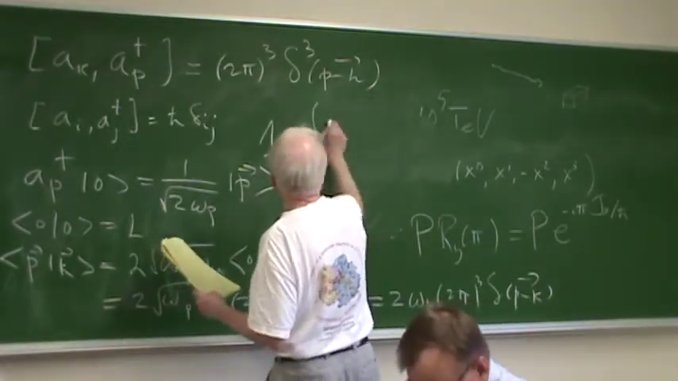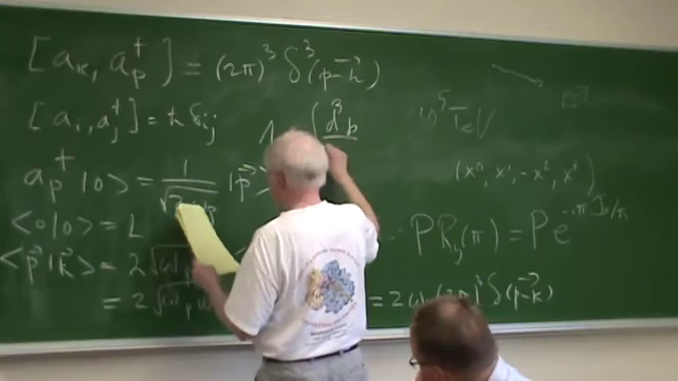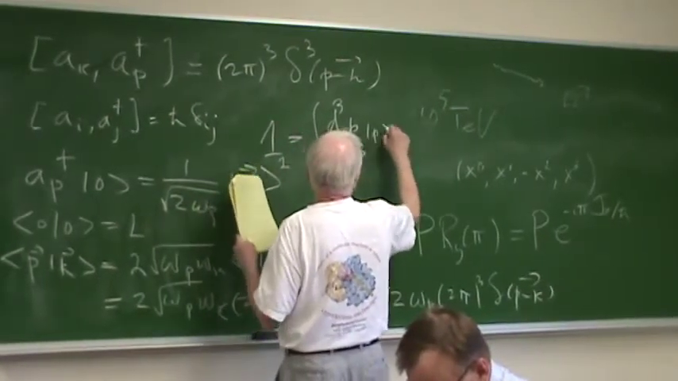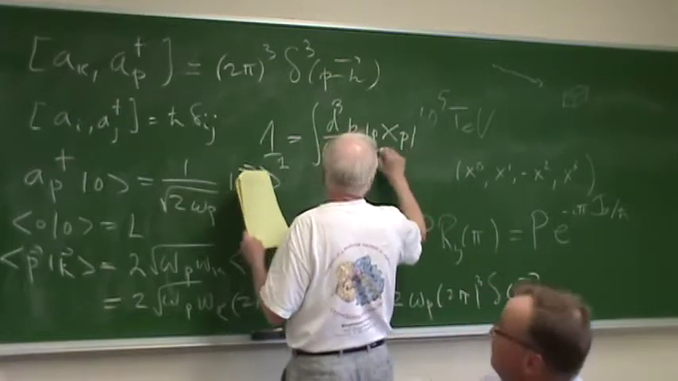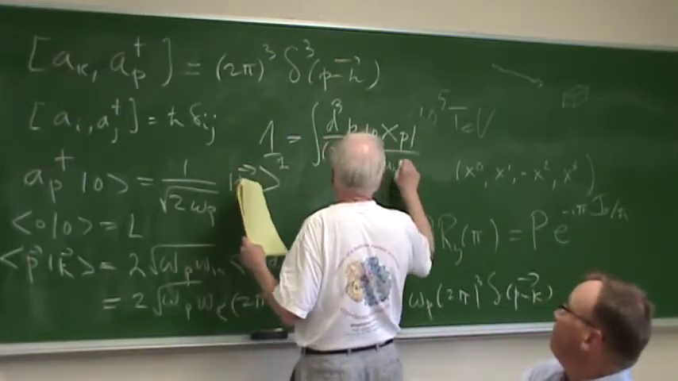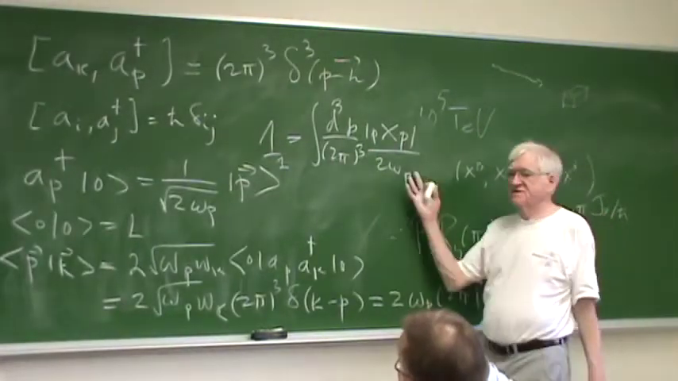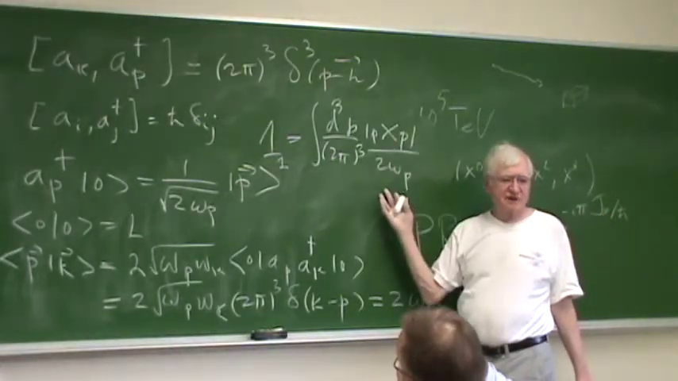This is an integral d^3p over (2π)^3, |p><p| over 2 omega p. And again, you have the same formula even if you had mass.